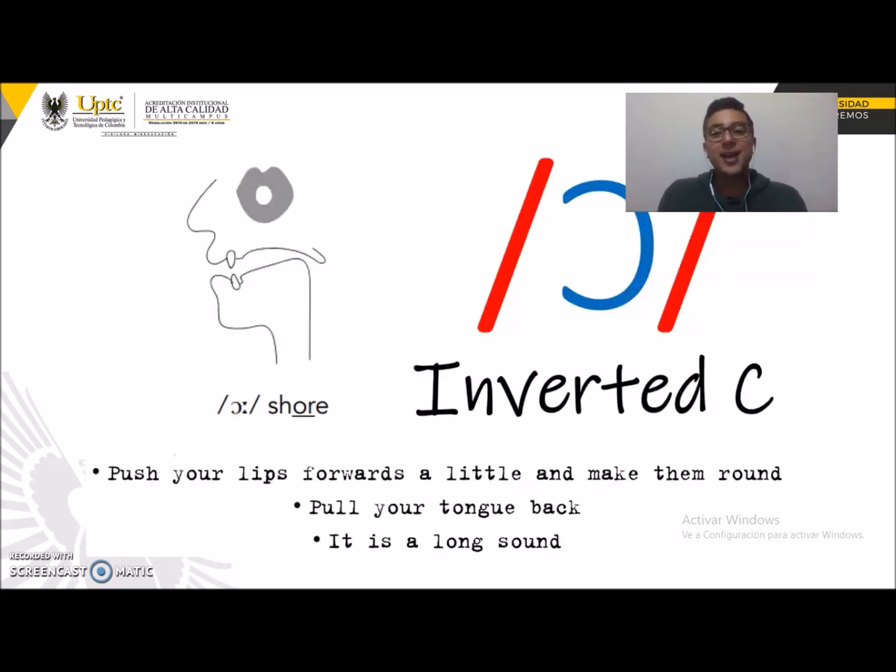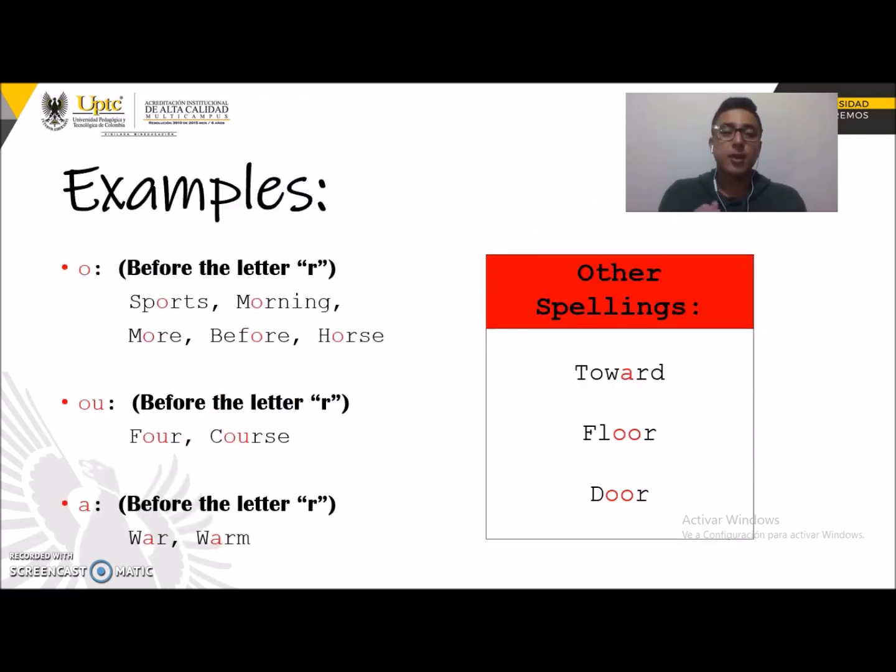And last but not least, we have inverted C. Here, there are three characteristics, which are: first, you have to push your lips forward a little and make them round. Then you have to pull your tongue back, and it is a long sound. Some examples are divided into three different categories. The first one, you're going to find it when you see an O before the letter R.